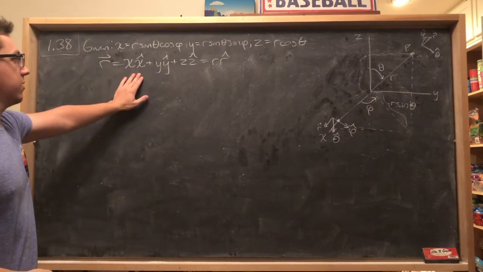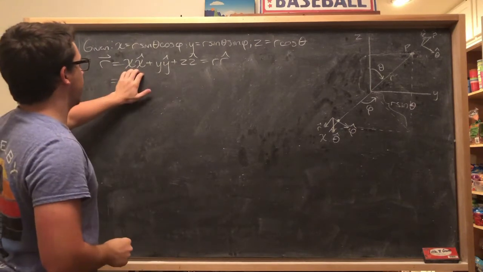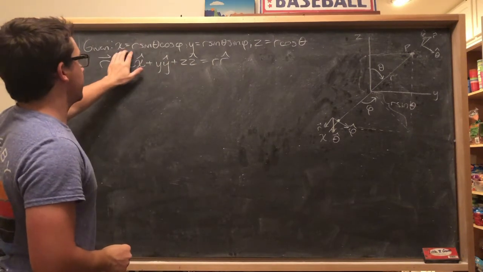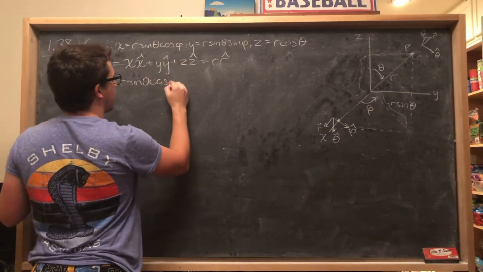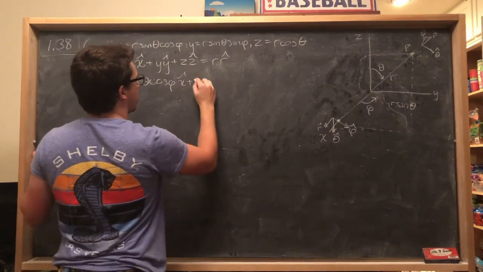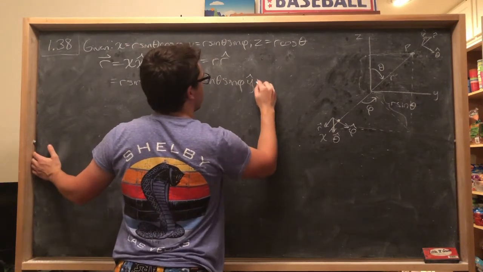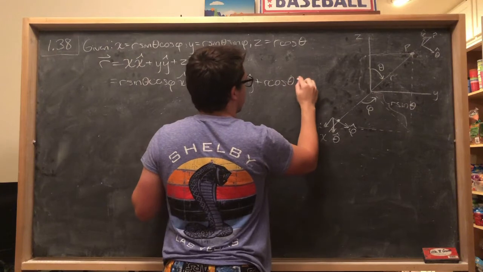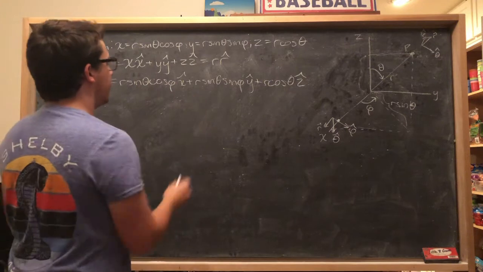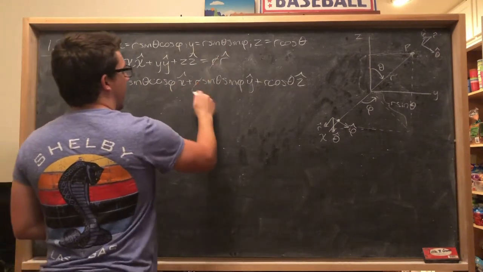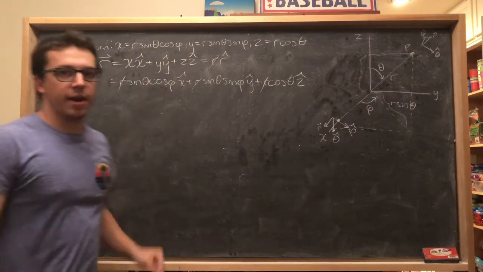So this is a displacement vector. But then if we write these x, y, z coordinates in terms of the spherical coordinates, we get r sine theta cosine phi x hat plus r sine theta sine phi y hat plus r cosine theta z hat. And knowing that this equals r times r hat, we can get our r hat just by canceling out these r's. And indeed, you'll see that this is the equation for r hat.